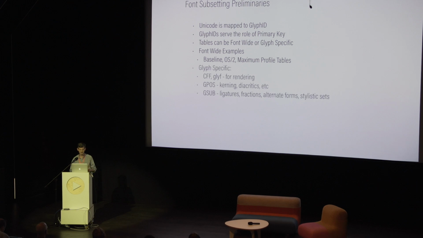And then you have glyph-specific tables, and this is where things are interesting. You have the CFF or glyph table, which is what you use to actually draw the character. The glyph positioning table, the GPOS table, tells you how to kern. It tells you how to place diacritic marks. The GSUB table is the glyph substitution table, obviously. That's where you're going to find your ligatures, your fractions, alternate forms, stylistic sets, etc. This is a way of taking one character and turning it into another.